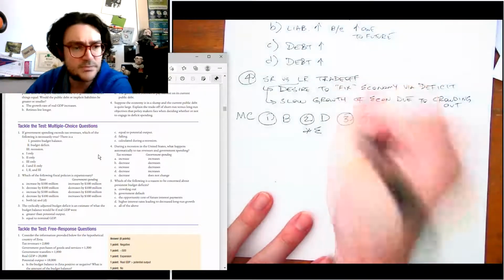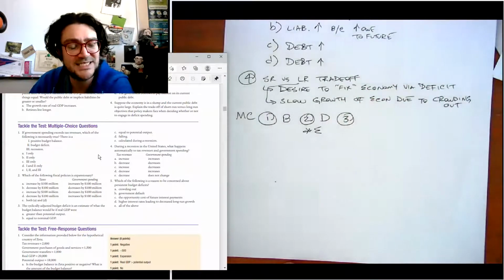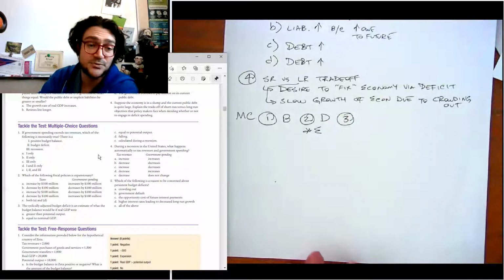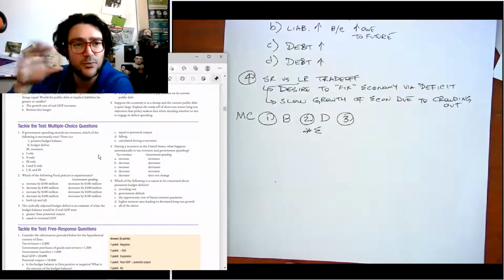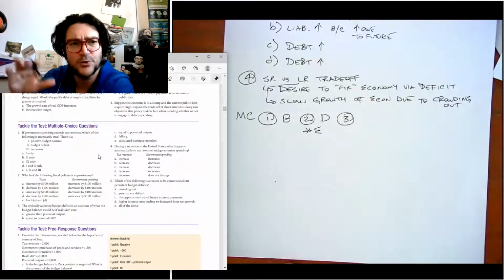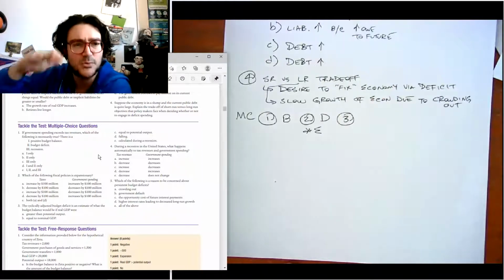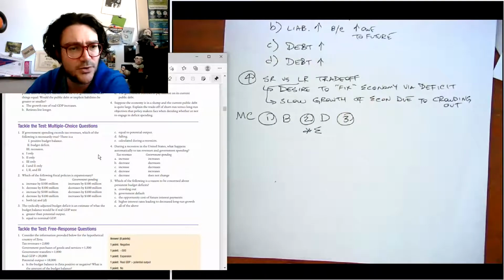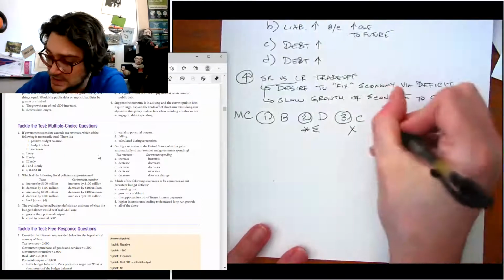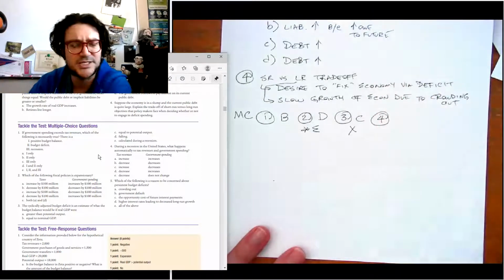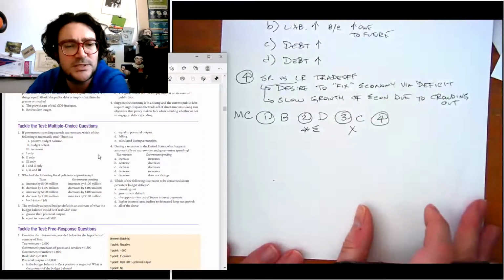Number 3. The cyclically adjusted budget deficit is an estimate of what the budget balance would be if real GDP were equal to its potential, if we were at kind of where full employment, right? We're not in a business cycle of up and down. We're just where potential is. So C. That one will not appear on the quiz because it's about cyclically adjusted. It's not really for our purposes.